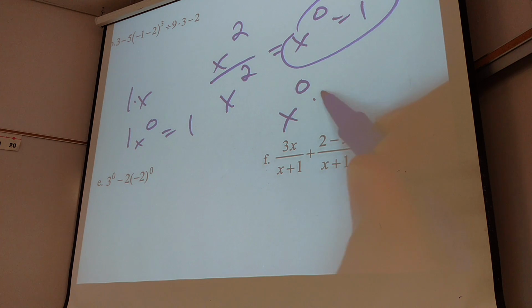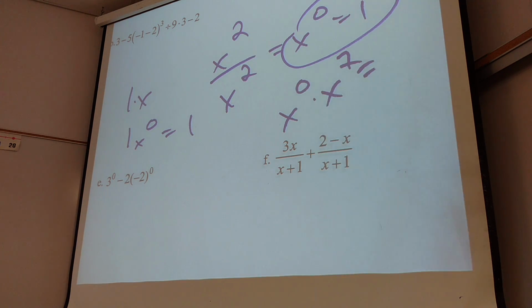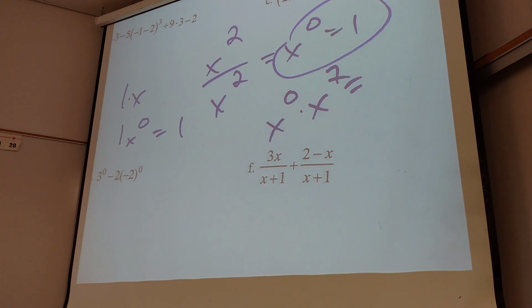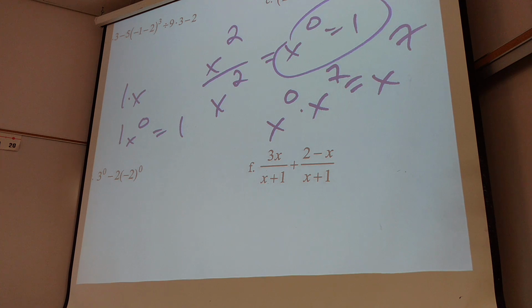What's x to the 0 times x to the 7th? What do you do with the powers? No. Add them. What's 0 plus 7? 7. What's the only number I can multiply by that doesn't change it? 1. So the x to 0 must be 1. Because what did it do to the x to the 7th? Nothing.